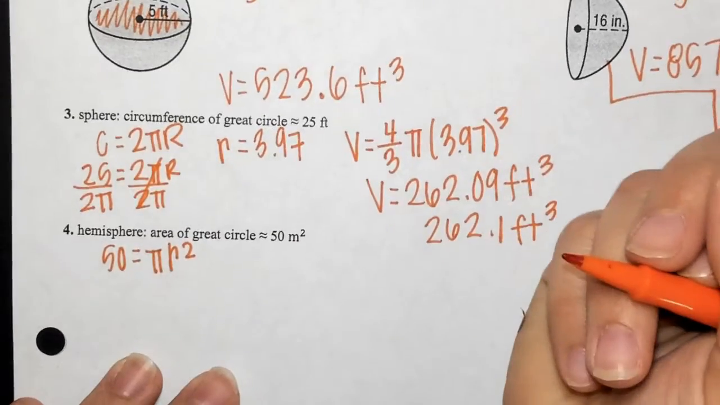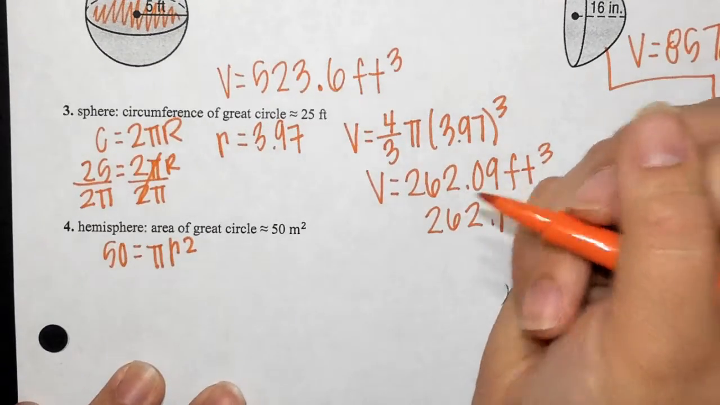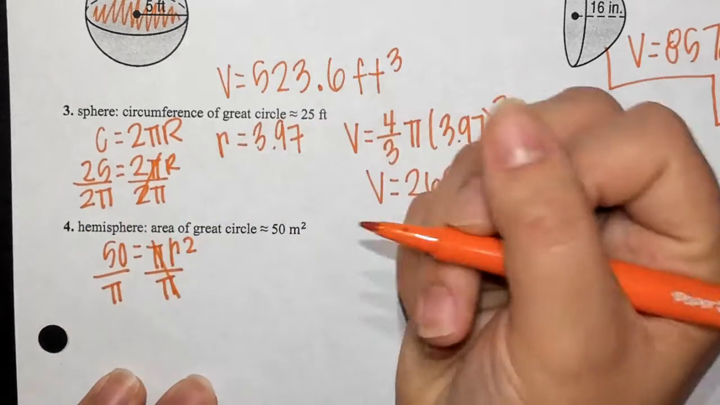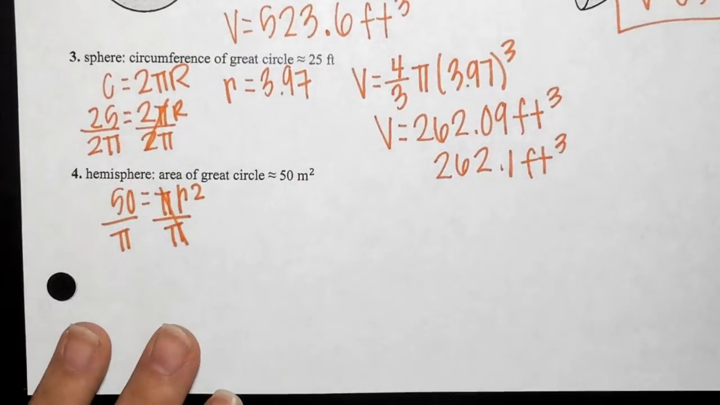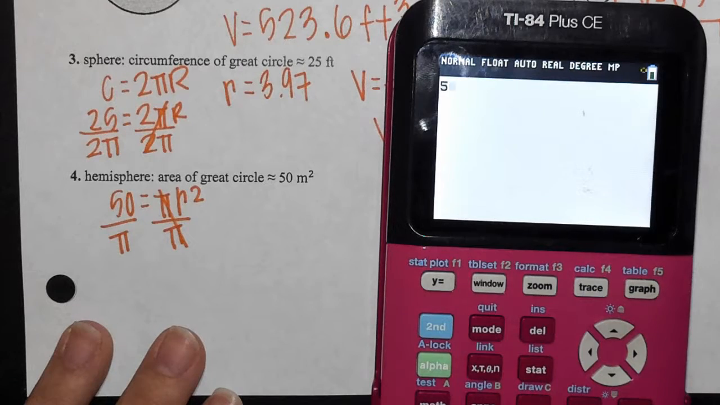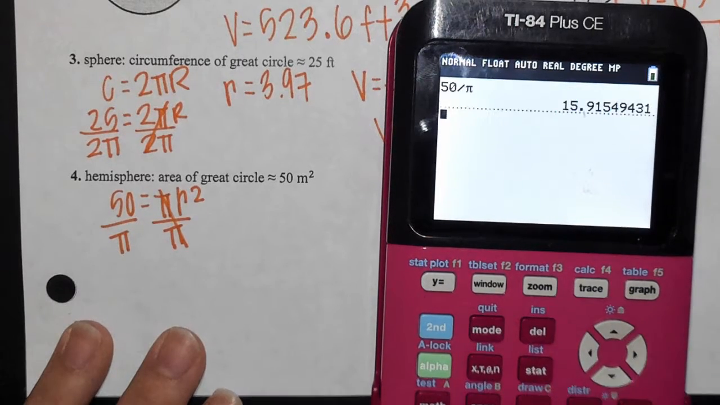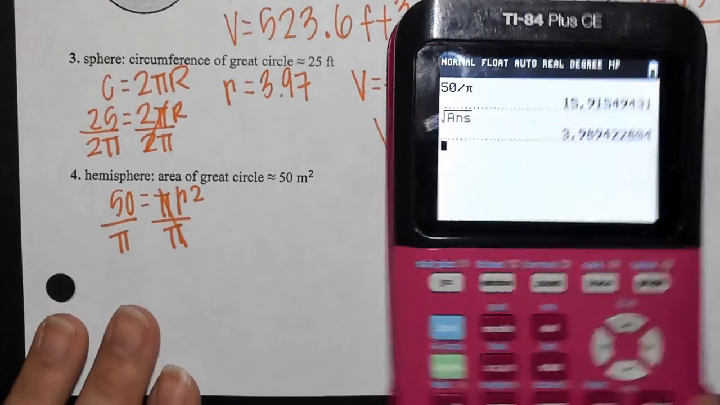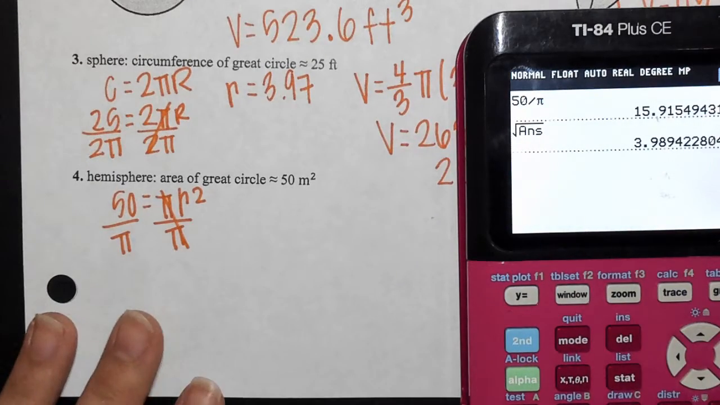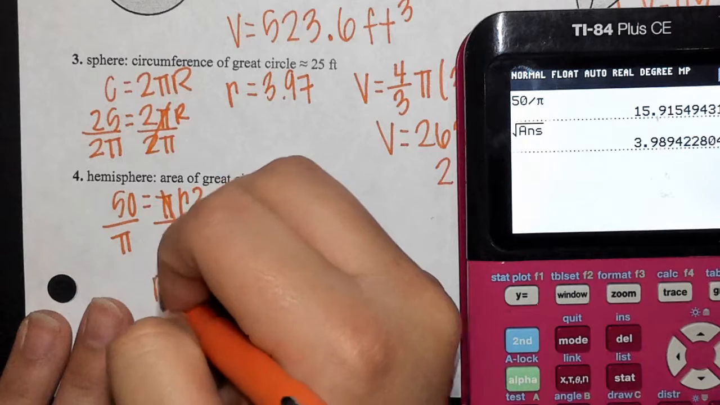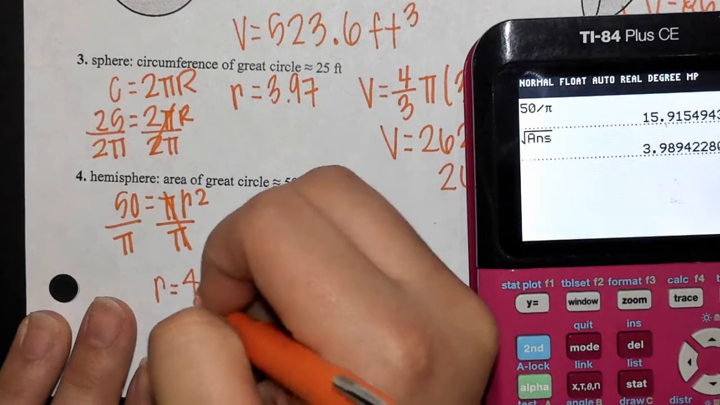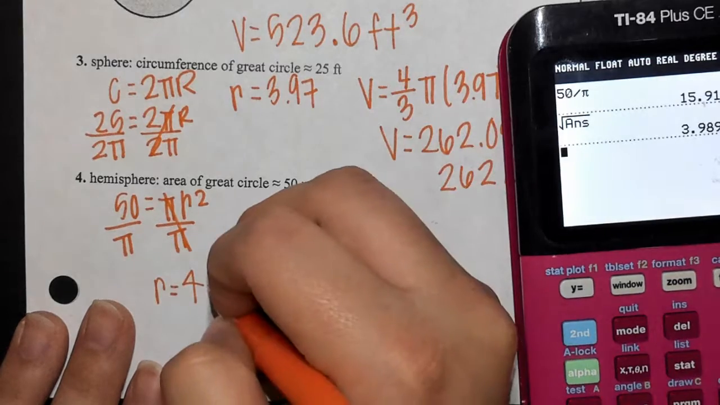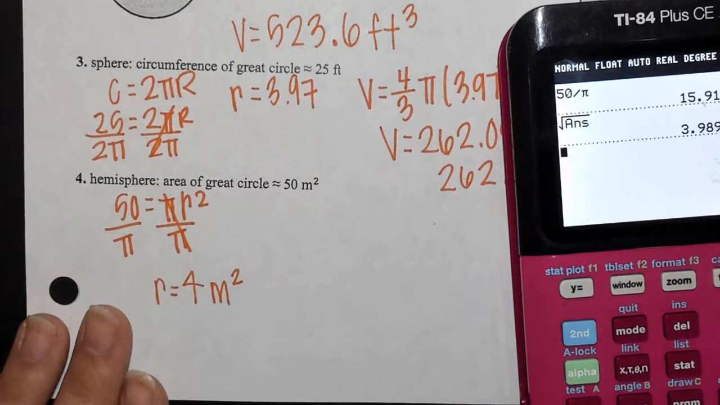Divide by pi and then take the square root, thank you. Somebody knows what's going on. So 50 divided by pi. Take the square root. Okay, let's round this one to 4. Let's just see what the difference is. So radius of 4. If you didn't, it's okay. You don't have to round it.